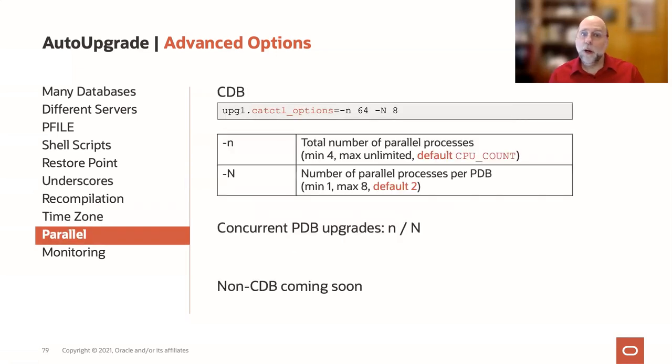In a CDB, you might want to control the amount of parallel processes used to upgrade your pluggable databases. On the CDB root, we will always use the 8 parallel threads to upgrade the CDB root. But then beyond that, the default for AutoUpgrade is to look at your CPU count and use that many total SQL processes to upgrade your PDBs and to use 2 for each pluggable database. We found that that's generally the best thing for performance when you're upgrading in a consolidated environment.